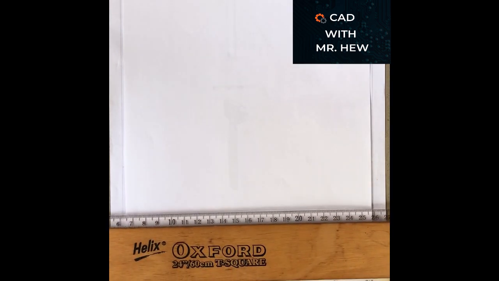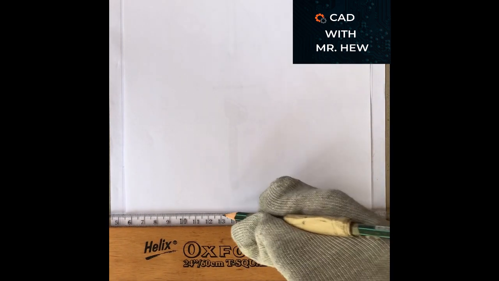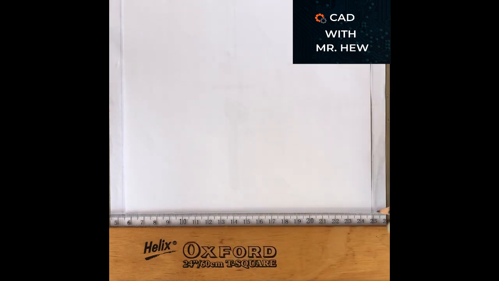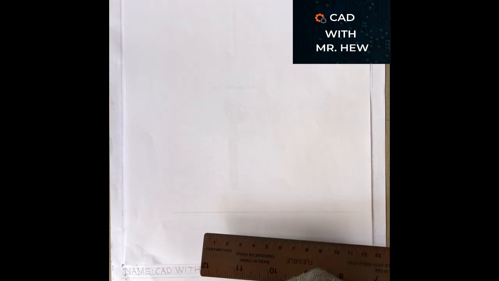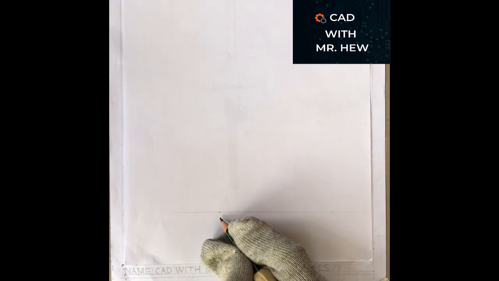We'll be constructing a triangle ABC, given the base AB, angle CAB, and the length of the side AC. So the first thing we do, we use a T-square and a pencil to draw the baseline. Then we measure 9 centimeters on this line for the base and label the line AB with our pencil.